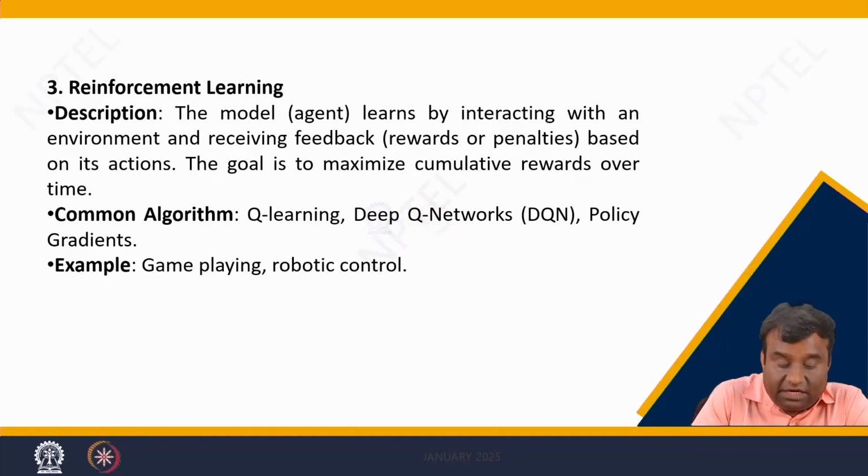Next one is reinforcement learning. The model, that is the agent, learns by interacting with an environment and receiving feedback, that is rewards or penalties, based on its actions. The goal is to maximize cumulative rewards over time. Common algorithms: Q learning, deep Q networks, DQN, policy gradients. Example: game playing, robotic control.